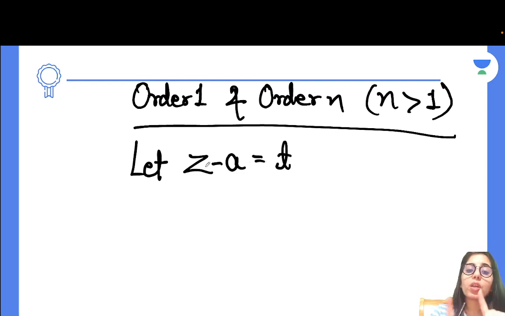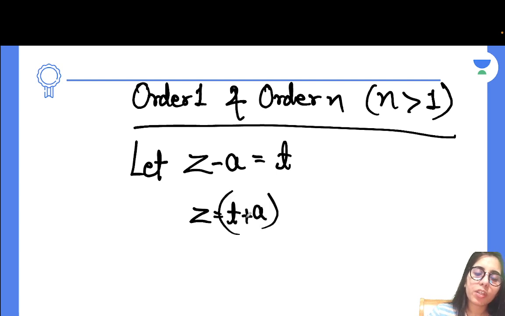Z equals a was what? Pole, okay? So z minus a is equal to t, we are considering here. Now, you will try to remove z from everywhere. If there is only z present, plug in t plus a at that place. If there is z minus a present, plug in t there.